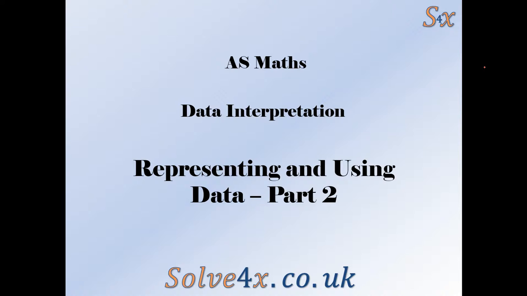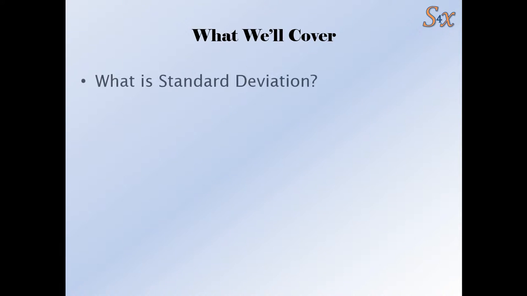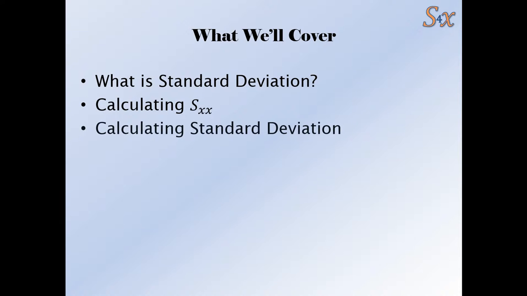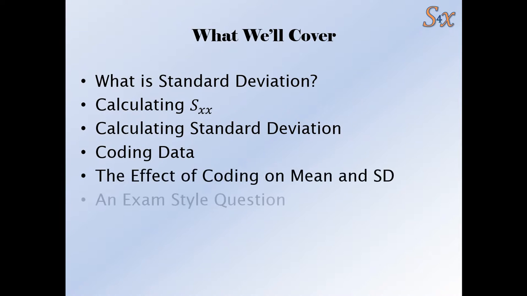And we're also going to look at coding data, which is ways we can change data to make it easier to read. So what we're going to cover: we'll look at standard deviation to start with, what it's about. We'll look at calculating a few statistics and calculating the standard deviation, and then we'll move on to coding, how the coding actually affects the mean and the standard deviation. And as always, we'll finish off with an exam style question so you can see what to expect at the end of the year.